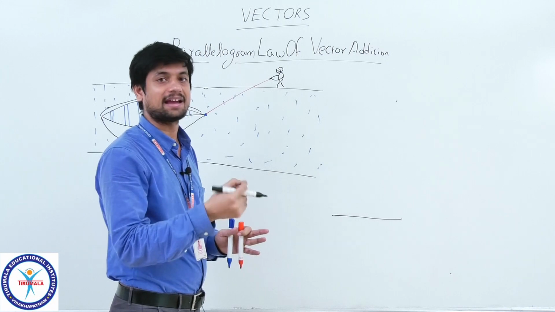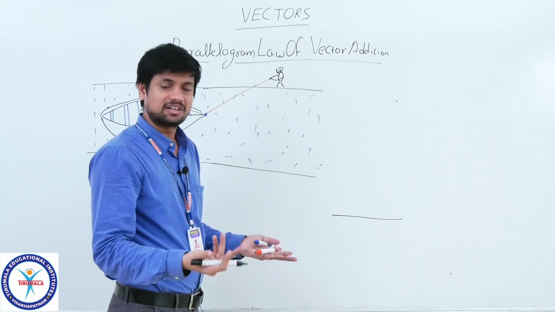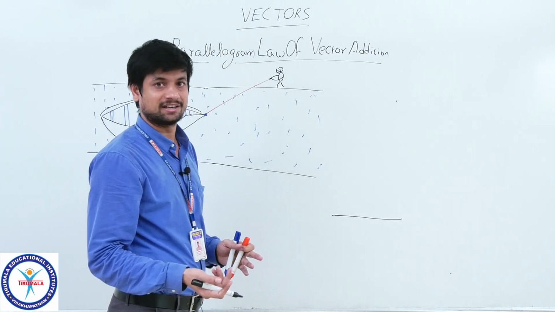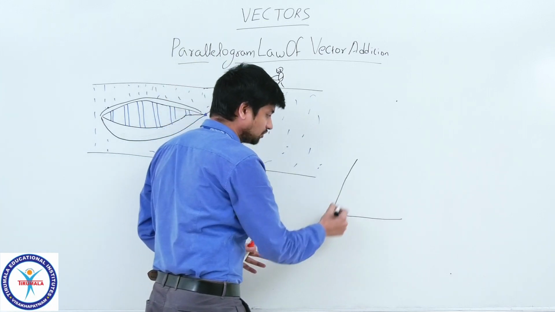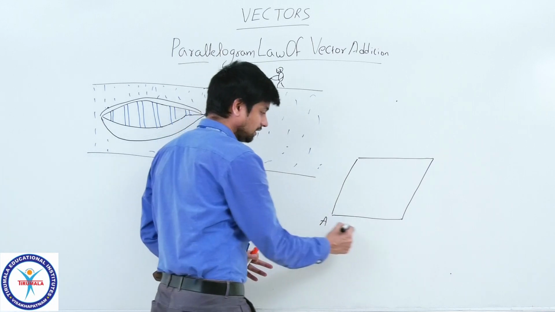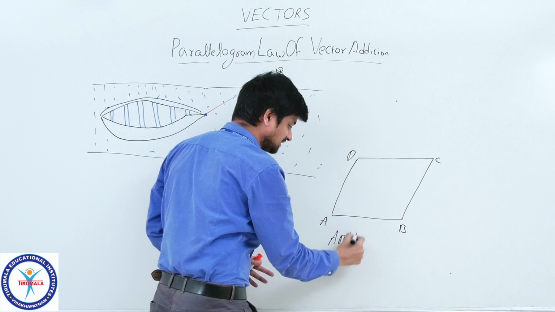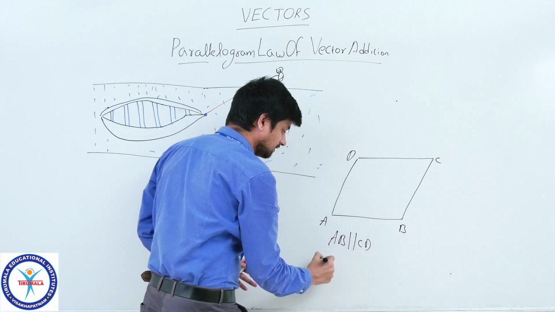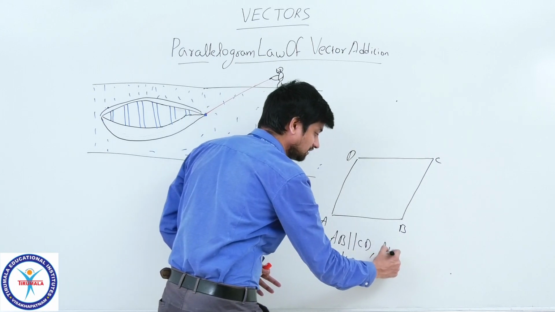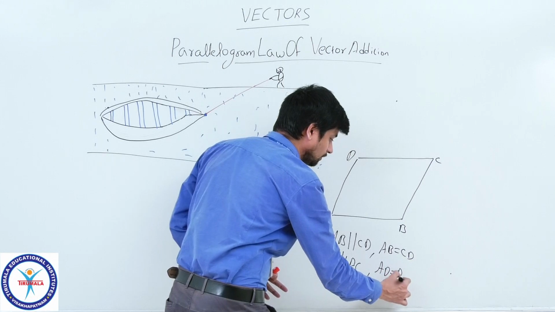No need for the angle to be 90. If it is 90, it can be a rectangle or square. If it is not 90, then we simply call it a quadrilateral. Opposite sides are parallel and equal. A, B, C, D. So AB is parallel to CD and AD is parallel to BC. In the same way, AB equals CD and AD equals BC.